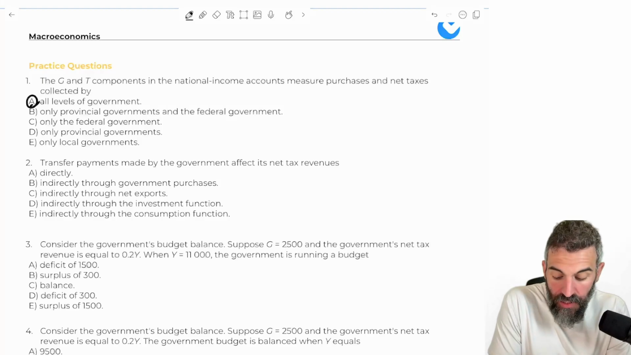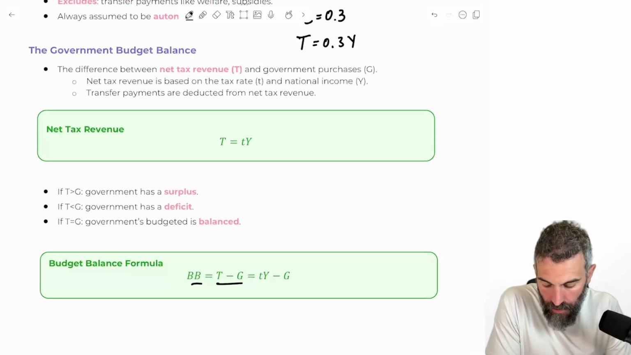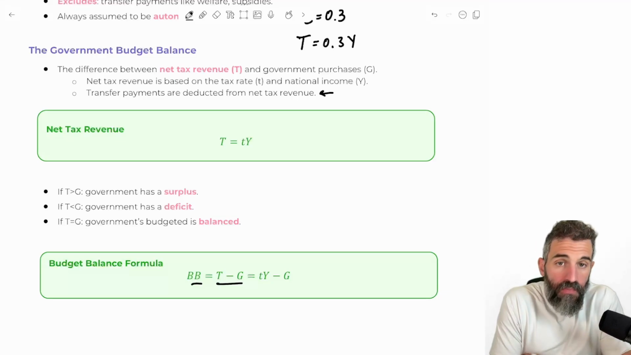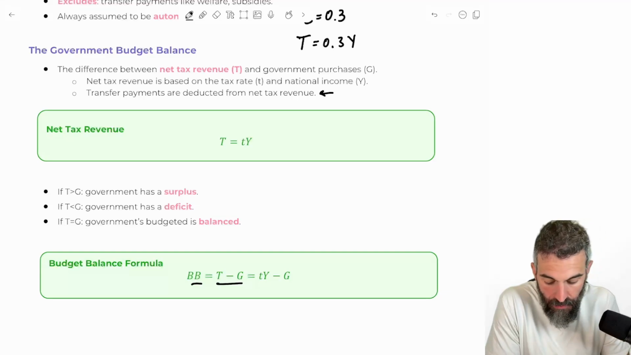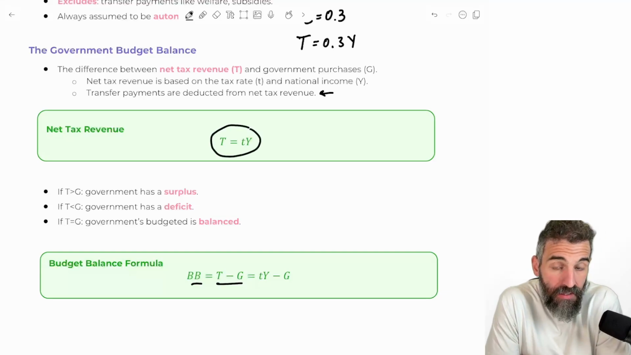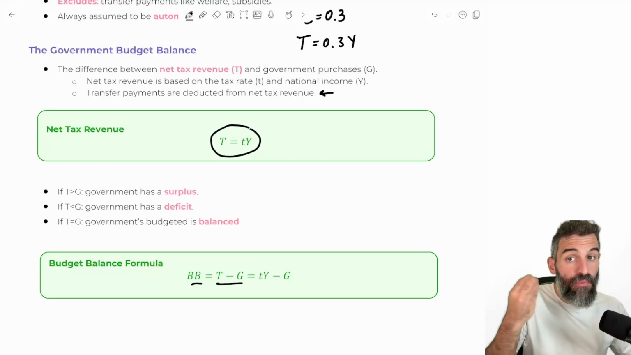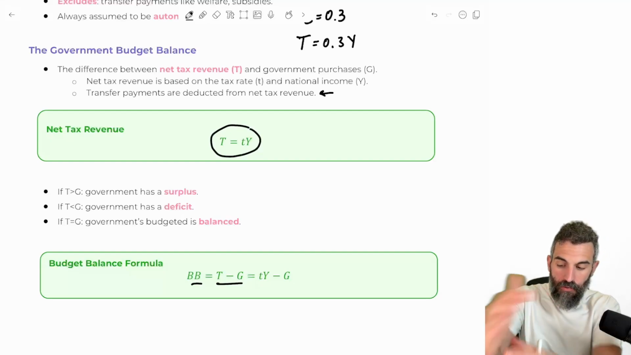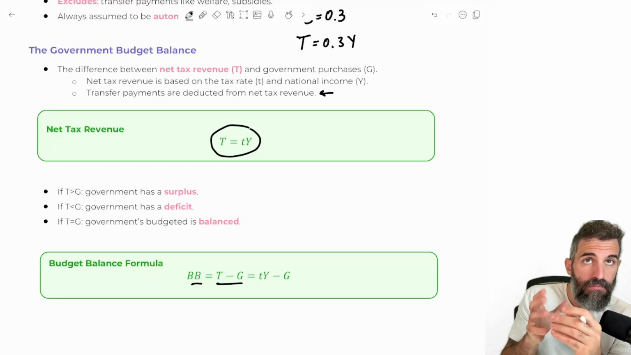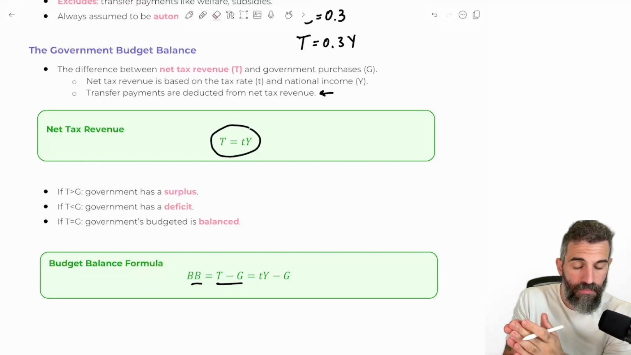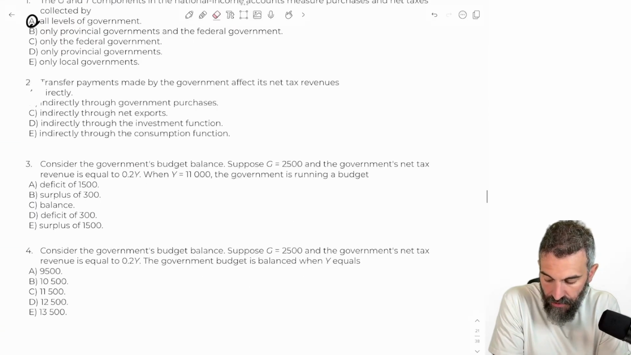So now, to understand this, we need to go back on what we talked about here. This second bullet point mentions that transfer payments, so things like welfare, are deducted directly from net tax revenue. Now, we don't really have to do this actively in a question. It's just something to understand conceptually that net tax revenue, what makes it net, is that it's net of transfer payments. So if you do have transfer payments, they affect it directly because we would deduct it from. So the government brings in all of its taxes. It deducts transfer payments. That's net tax revenue. So the answer here is that it affects it directly.